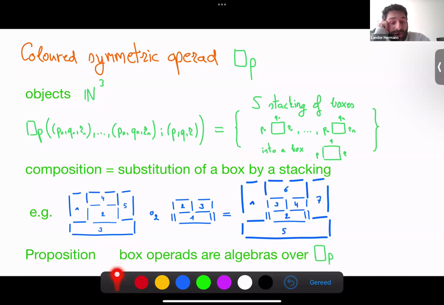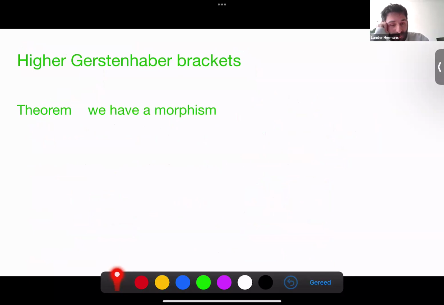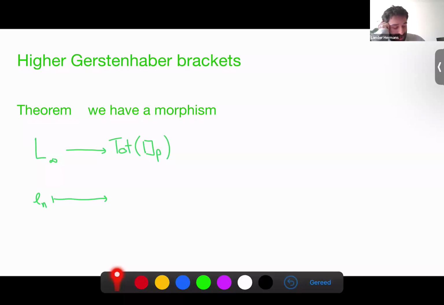Okay, and then the proposition is that every box operad will indeed be an algebra over this and will be exactly the same category of algebras. Now, what did we show? Well, we showed that we have a morphism that will go from the operad L infinity to a symmetric colored operad. We want to make it uncolored, so you sort of have to make a subtle totalization, which I won't bother you with. But what is nice is that we now need to say where every bracket goes. What will a bracket look like in this set of stackings?